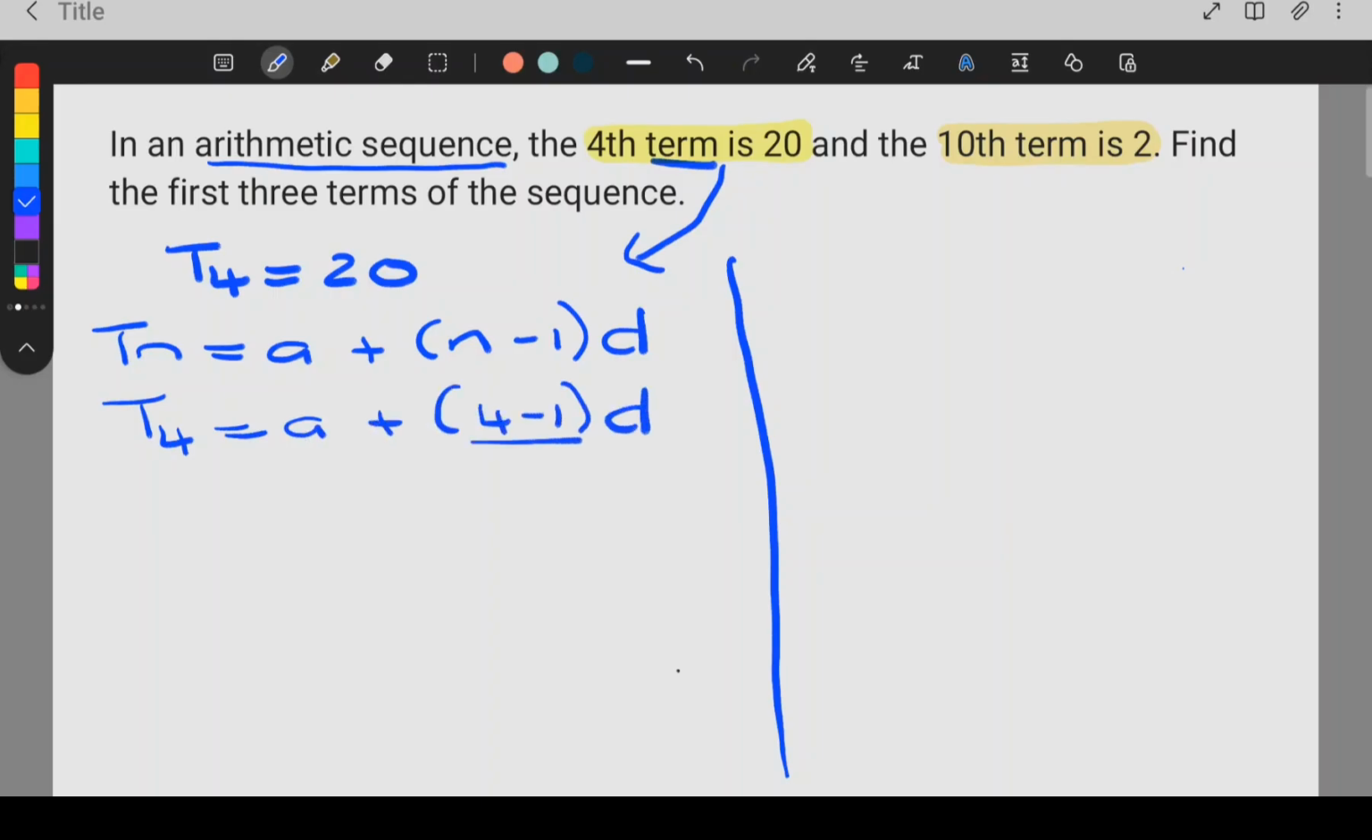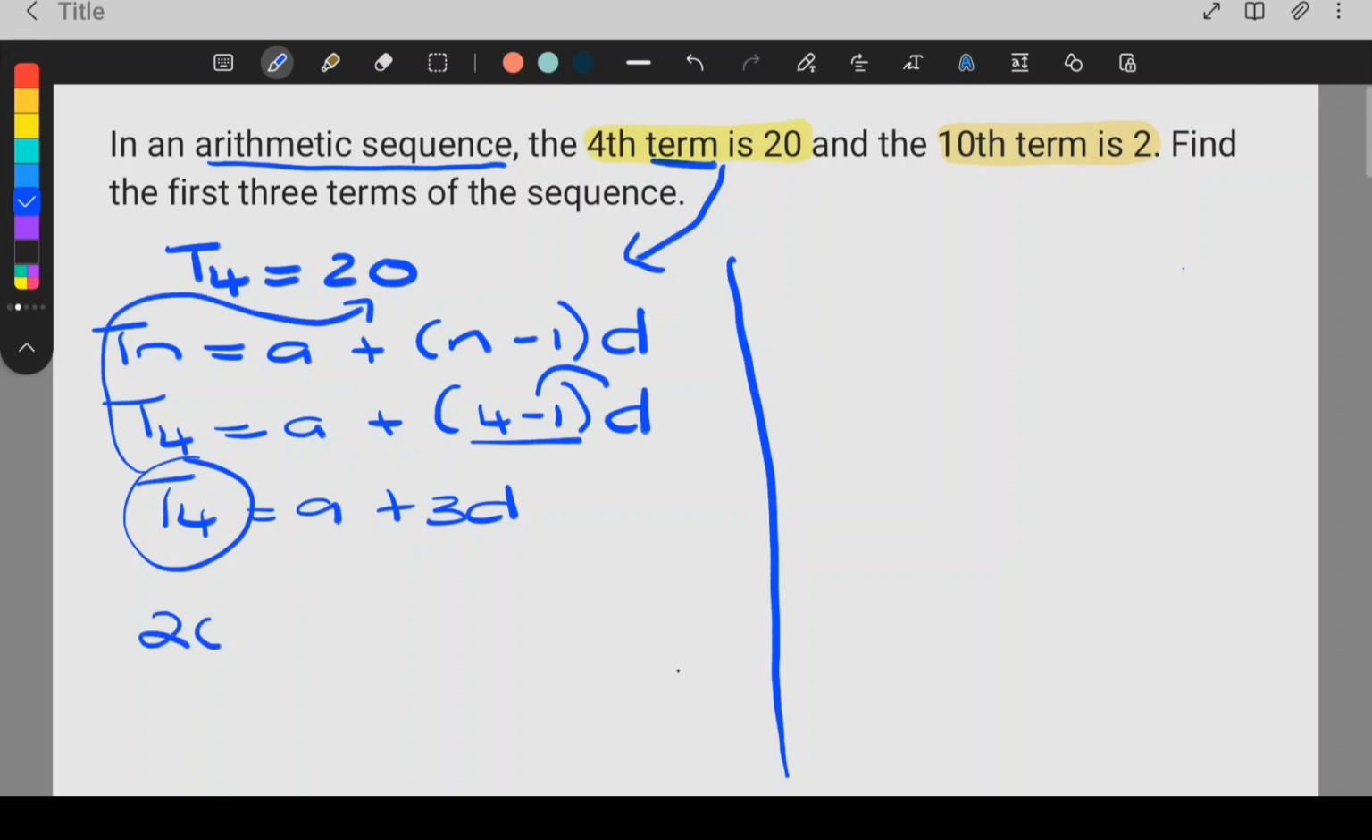Now I'm going to simplify that part. This is 3 times d, so this is 3d. And then I replace T4 with the 20. So 20 is equal to a plus 3d. I call this equation 1 because there's nothing else I can do.